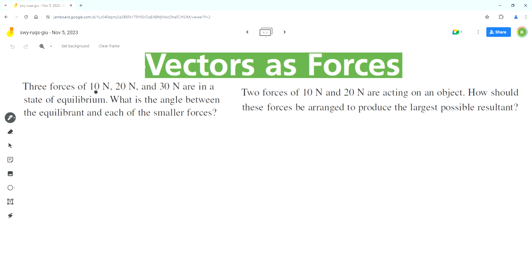Now in this case, the smallest vectors are the 10 Newton and 20 Newton. So the sum is equal to 30, which is equal to the magnitude of the third vector. So that means these three forces are in equilibrium. And since the sum is equal to 30, that means these three forces can be aligned along a straight line.